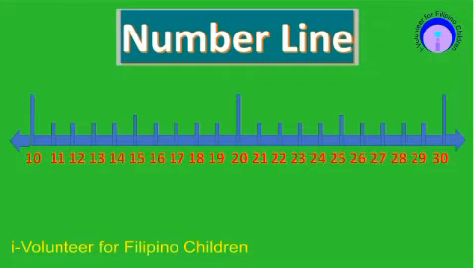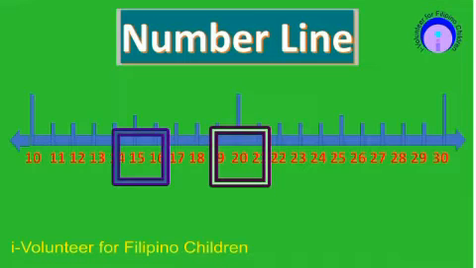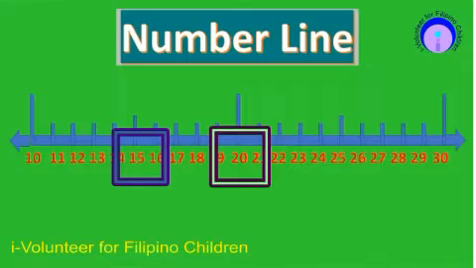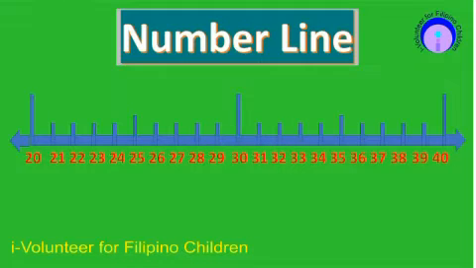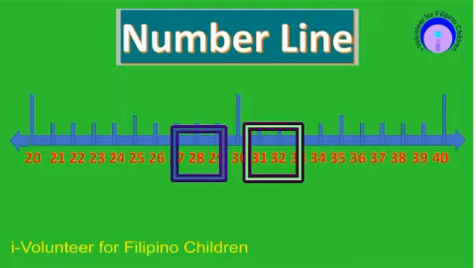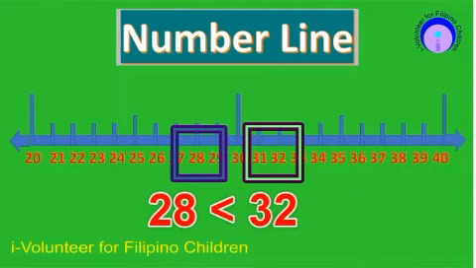Let's take for example 15 and then 20. That's correct. 15 is less than 20. Let's take another example. 28 and 32. Tama! 28 is less than 32.